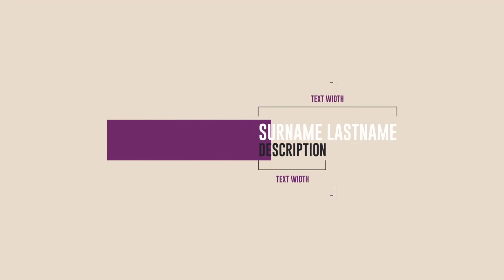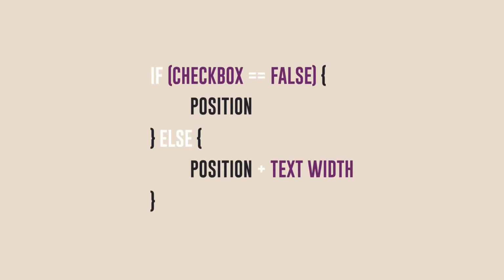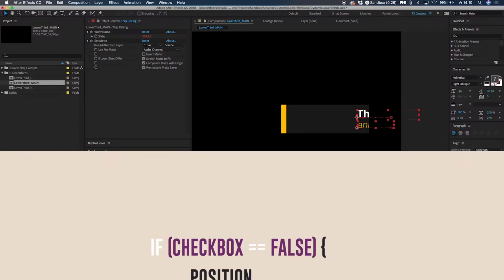The text animates from the right to left, but it's still out of frame. It needs to be shifted over. How much, you might ask? Well, by its own text width. So we need to add the following expression to the position. If the checkbox is not selected and thus the left version of the lower third is visible, nothing changes. If it is selected, the position should be offset by the value of the text width.